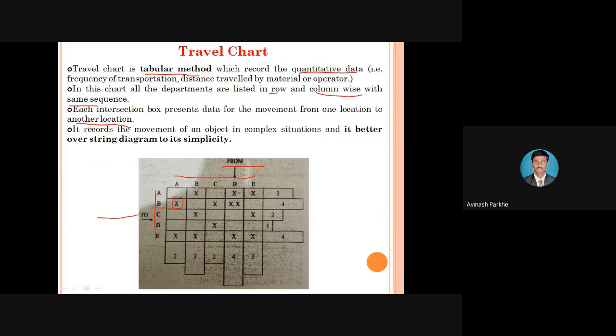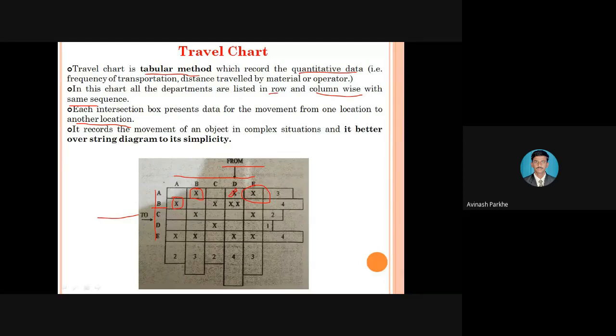Similarly here also at the top again an X is written. So this particular X again represents the movement from B to A or from A to B. Similarly again here another X is written. That means your movement is taking place from E to A or A to E, or your movement is taking place from D to A or A to D.